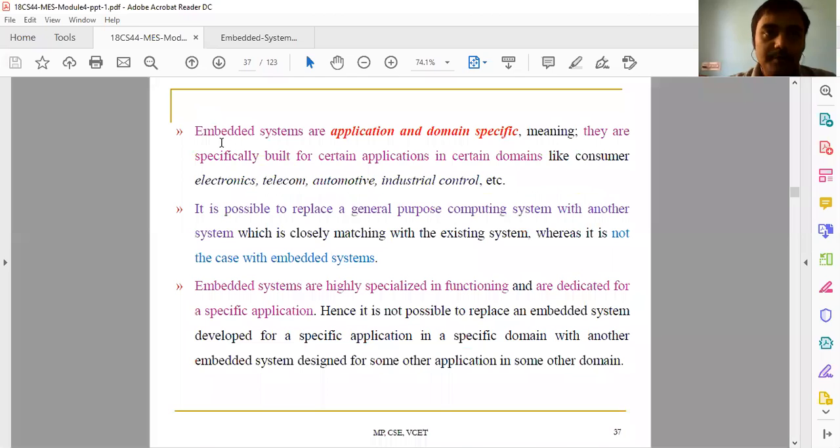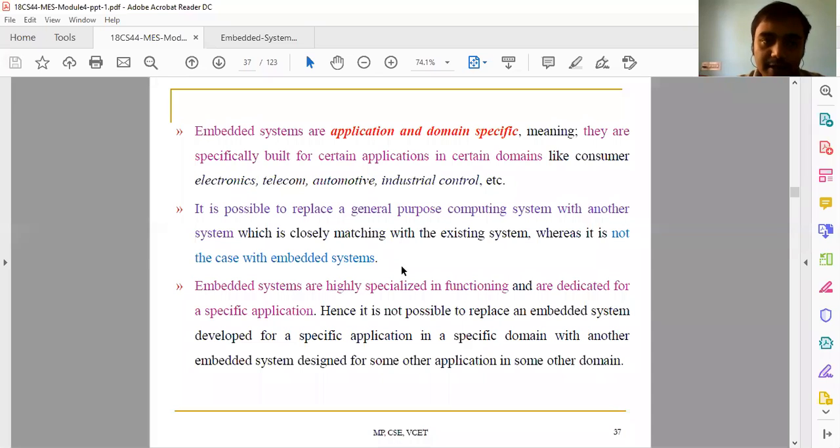Just observe. Embedded systems are application and domain specific, meaning they are specifically built for certain applications in certain domains. As I said, consumer electronics, telecom, automotive, and industrial control. It is possible to replace a general purpose computing system with another system which is closely matching the existing system. He says in general purpose computing, not embedded system, we can replace the general purpose computing system with another general purpose computing system, right? That is to update the system or to change the processor or to change some input output devices, but it is not the case in embedded systems, right?